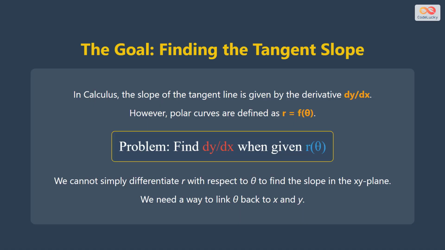Our primary goal in calculus is often to find the slope of the tangent line, which corresponds to the derivative dy over dx. But there is a problem. In polar coordinates, we are usually given r as a function of theta. We cannot simply differentiate r with respect to theta to get the Cartesian slope. We need a way to connect these two worlds.